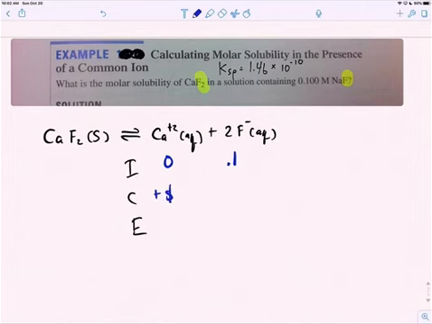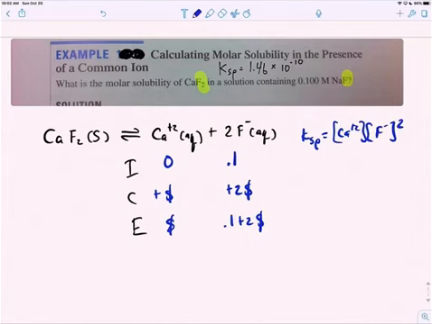So we're going to have plus solubility, plus 2 solubility there. Equilibrium is solubility, and 0.1 plus 2 solubility. So our Ksp is just the ions, so it's calcium plus 2 fluoride squared, which equals solubility times (0.1 plus 2 solubility) squared. And the Ksp, I'll just go ahead and put the number 1.46 times 10 to the minus 10.